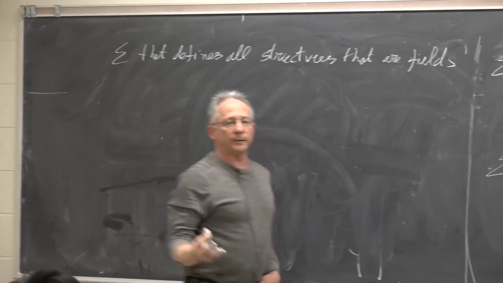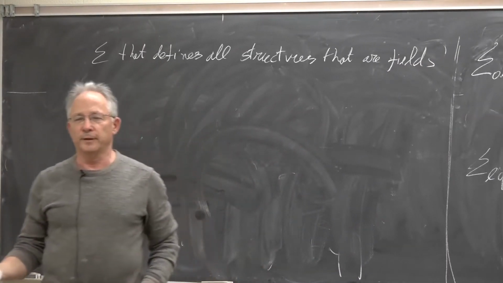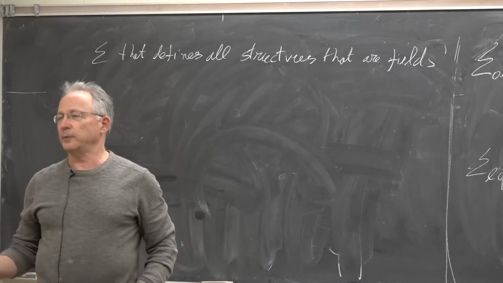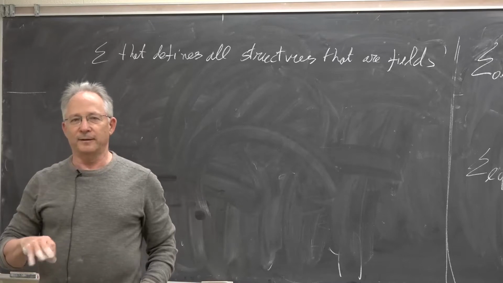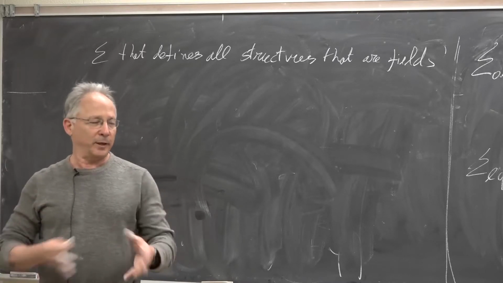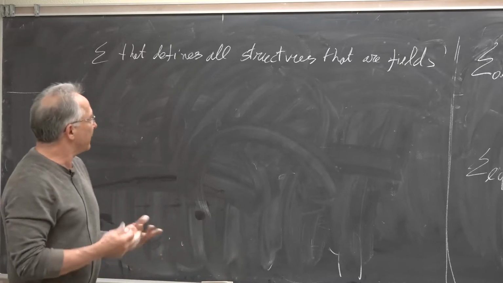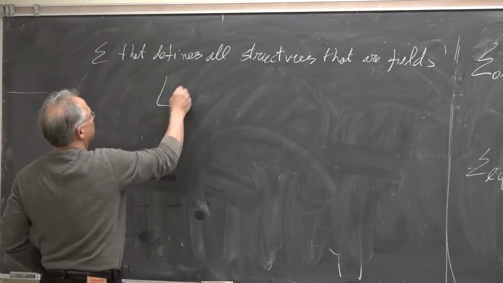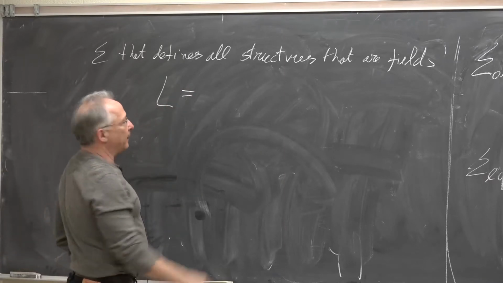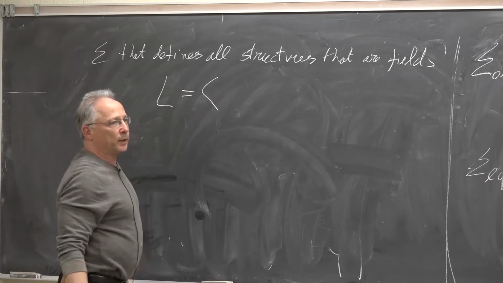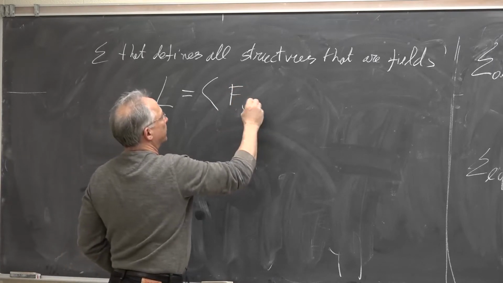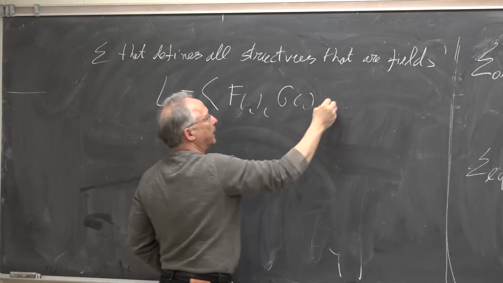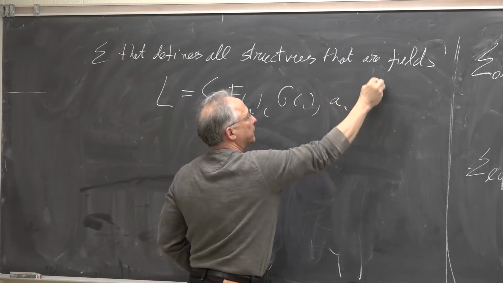So remember, a field is a structure in which we have addition and multiplication, and we have a zero element, and we have a unit element. And we have all kinds of rules. So I will need a little bit richer language. I will need a language that will have two functions, a two-place function f, a two-place function g, and I will need a constant a, and I will need a constant b.